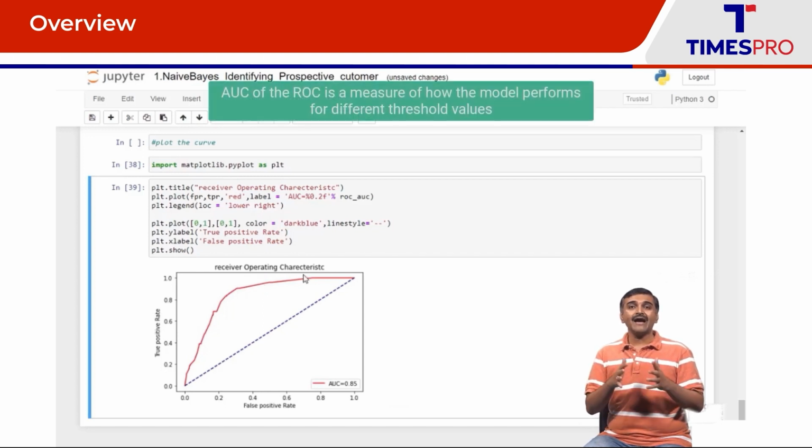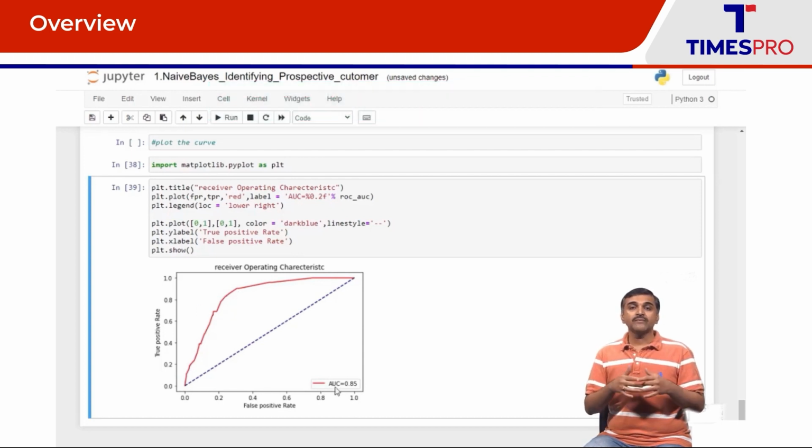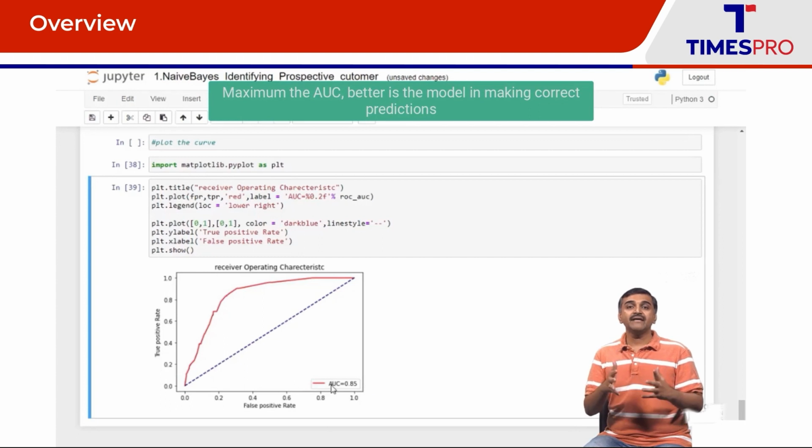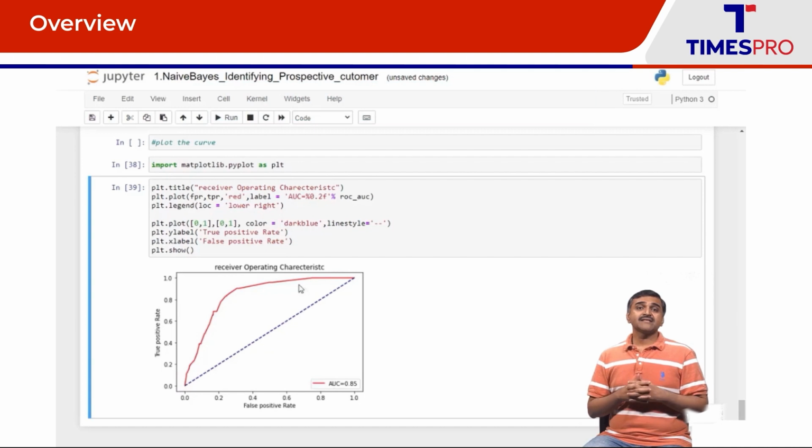The area under the curve of this graph between the false positive rate and the true positive rate is a measure of how well your model is going to perform for different threshold values. So the higher the AUC, the better your model is in making correct predictions. Here is the result of the area under this receiver operating characteristic curve, that is, the false positive rate versus the true positive rate: 0.85.